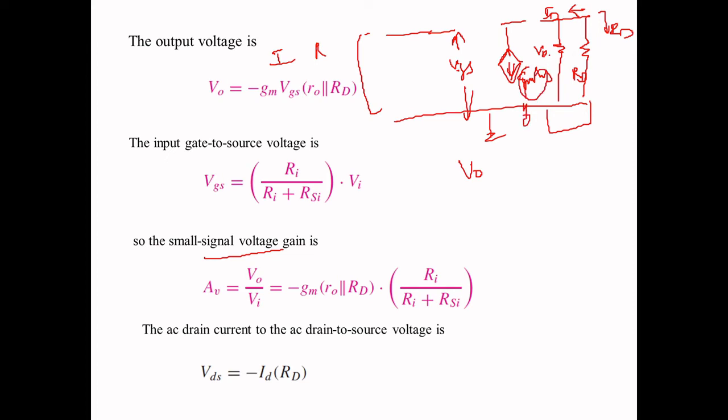So finally the R0 will be parallel to RD. With that, this resistance is calculated. I hope it's clear. Then what is the output current? The ID is nothing but your GM times of VGS. So ID is nothing but a GM times of VGS.